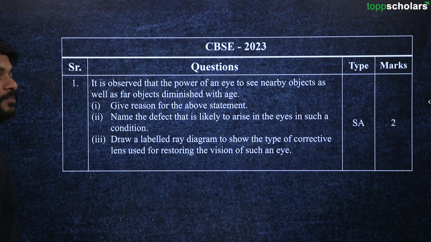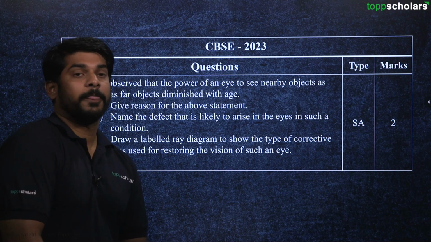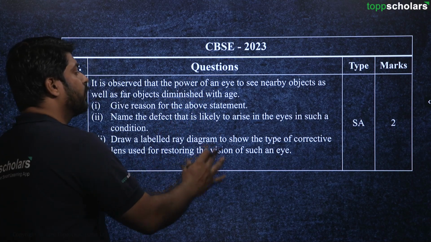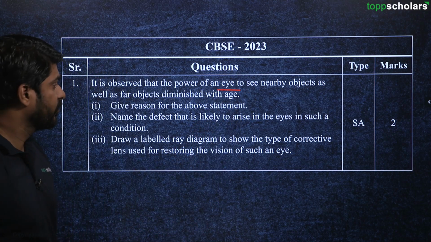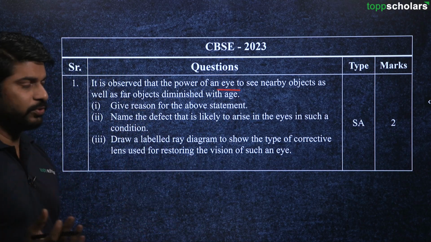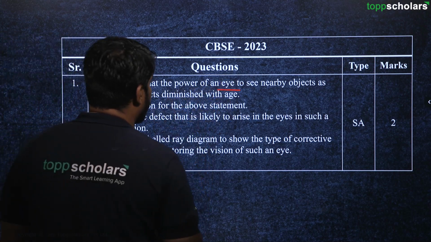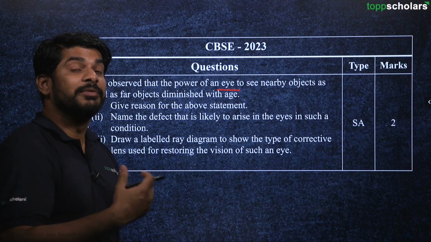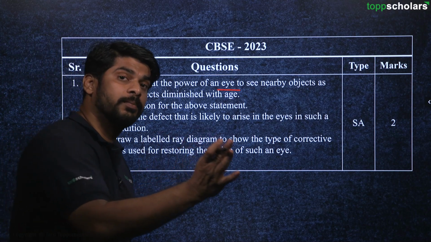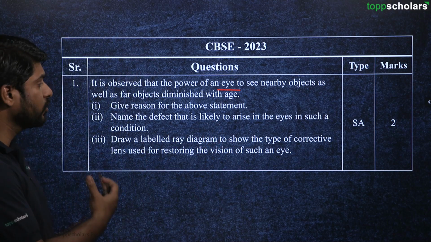Draw a labeled ray diagram to show the type of corrective lens used for restoring the vision of such an eye. So here we have to explain everything about the defects in eyes, right? This question actually wants that kind of an answer, right? Why does the vision diminish as the age progresses? That is what we have to answer over here.